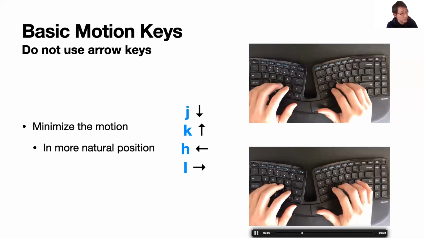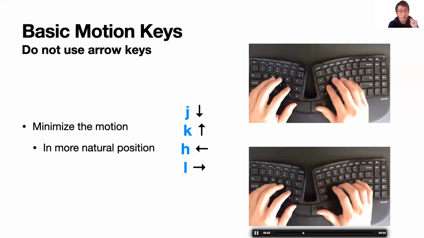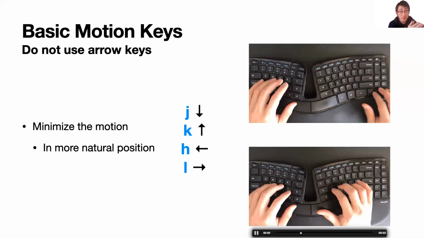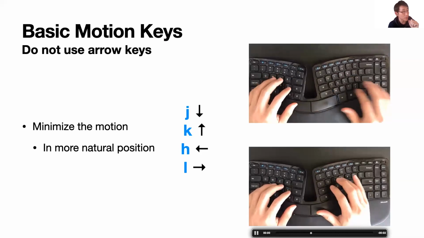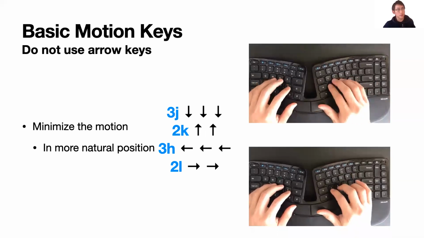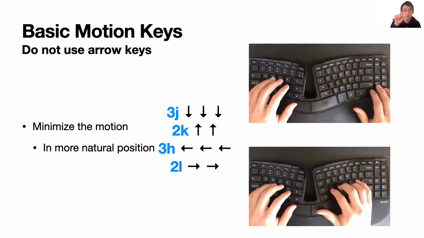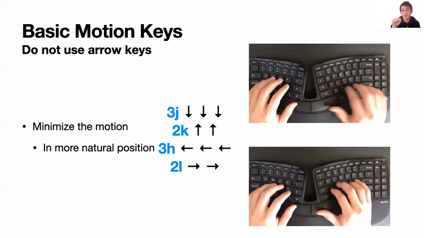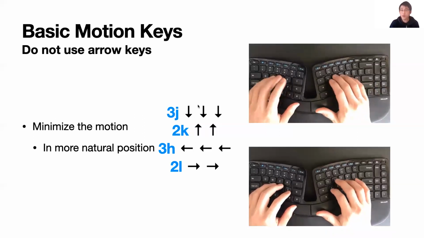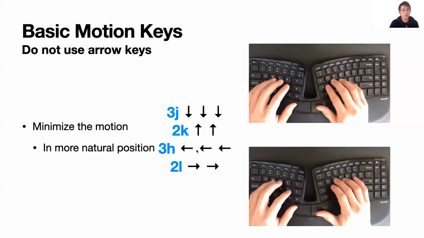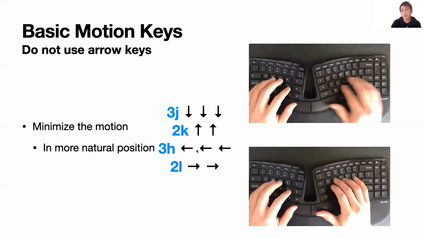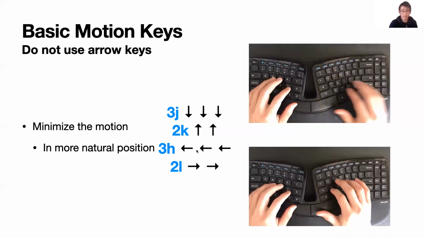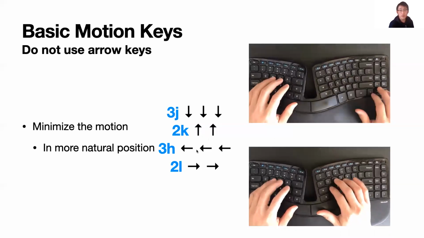It minimizes motion and it keeps you in a natural position as well, so less pain on your wrist, and it's much faster. So remember, JKHL rather than arrows. Don't use arrow keys. That's the second point. Okay, and you can put a number in front of your motion keys. Say if you press 3 and then J, it is equivalent to pressing the down arrow 3 times. You can press 2K, then it's 2 up, 3H, then it's 3 left, and 2L, 2 right. You can put numbers in front of the motion keys.